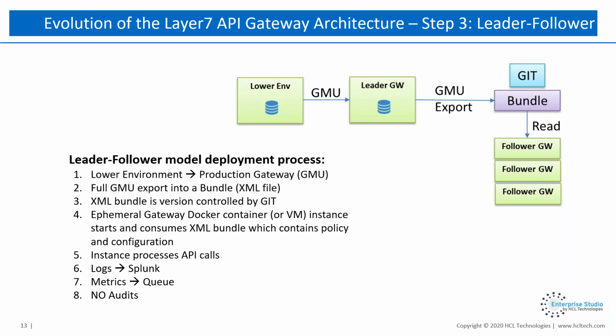receive all the updates from the lower environments and then use the GMU to export the complete gateway to a bundle, which is controlled by a source code control system, for example Git. So you have now a representation of the gateway in a file, in a bundle. So now you have what we call follower gateways. The follower gateways start up and read the bundle, and they just process. Everything else, there's no database. Everything else that the gateway collects in terms of data, meaning metrics and logs, is offloaded to an external system. And you can tear it down. When there's an update, you create a new bundle and you restart the follower gateways.